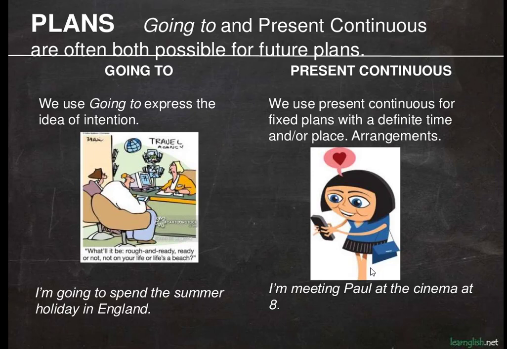We use the present continuous for fixed plans with a definite time and or a place. Arrangements. We use the present continuous for arrangements. Fixed plans. I am meeting Paul at the cinema at 8 o'clock. I have arranged this.